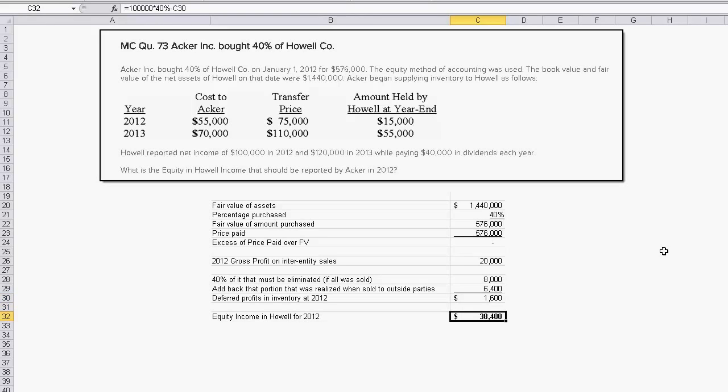So then, to come up with equity income, what you do is you take the $100,000 of income that was reported in 2012, right? And you're going to multiply it times 40% because you're going to record your percentage ownership of the subsidiary, but then you've got to subtract out the deferred profits that are still sitting in the subsidiary's income at the end of the year. Okay? And that's how you work through this problem. Or this is one way you could work through the problem.